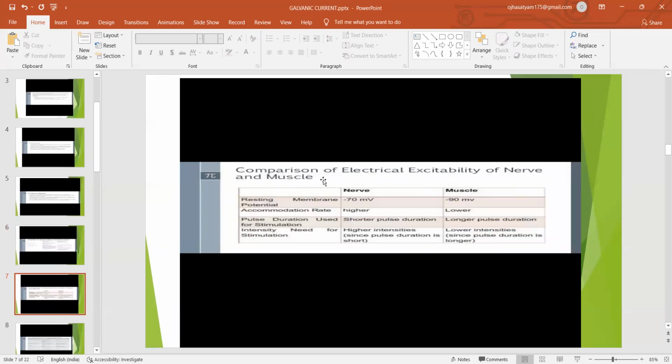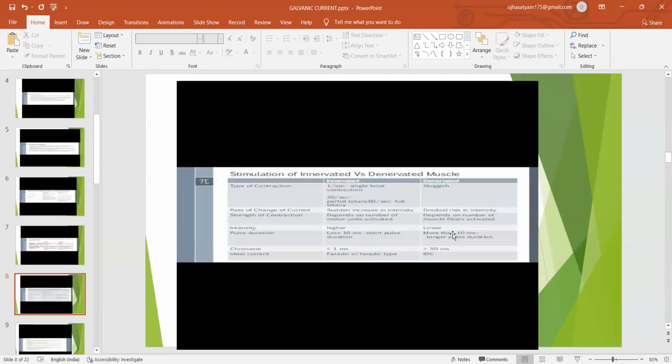Next, comparison of electrical stability of nerve and muscle. Nerve and muscle resting membrane potentials are -70 and -90 mV. Accommodation rate is higher in nerve and lower in muscle. Pulse duration used for stimulation: shorter for nerve, longer for muscle. Intensity needed for stimulation: higher intensity since pulse duration is short, lower intensity since pulse duration is longer.